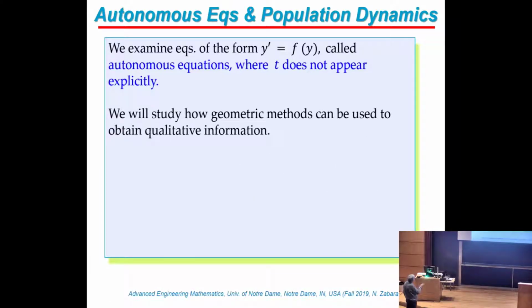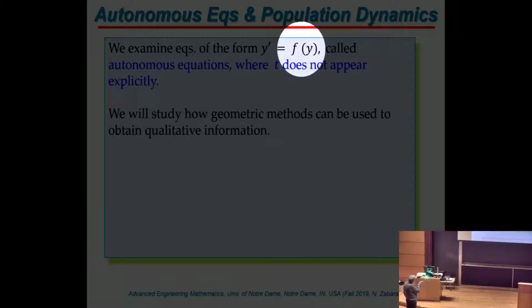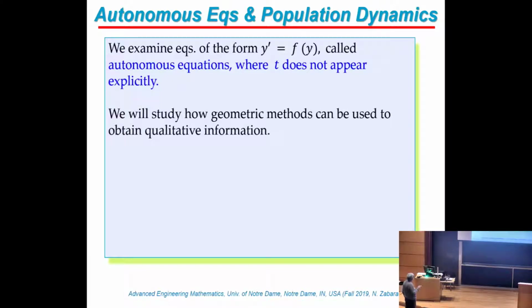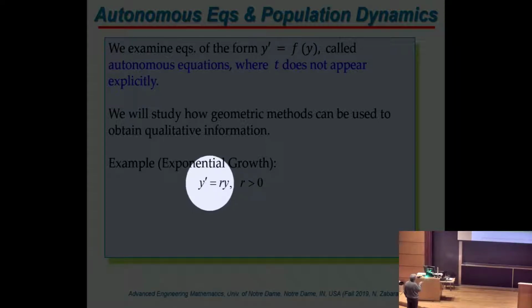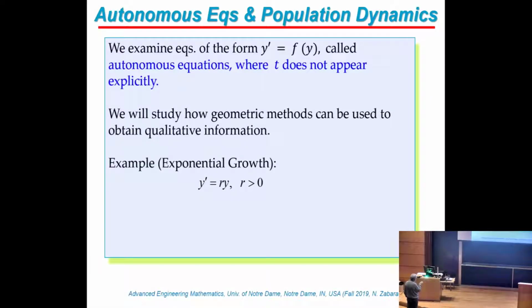So first, what's an autonomous system? If you look at the equation, on the right-hand side, f of y, and there is no time t, then we call this system an autonomous system, okay? If there is no time t explicitly, that's an autonomous system. And since we're going to refer to population dynamics, the simplest autonomous system is one that models exponential growth with a growth rate r. r is positive. The solution of that system obviously is y0 e to the rt, right? So you can appreciate why r governs the growth rate, okay?